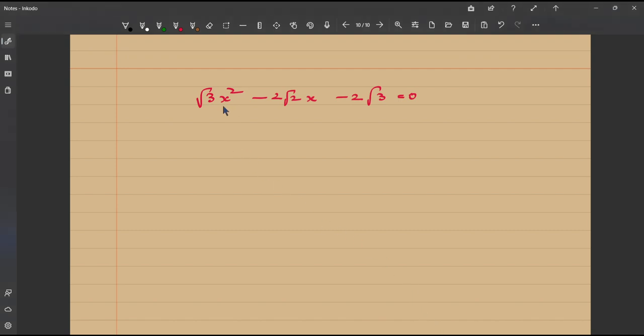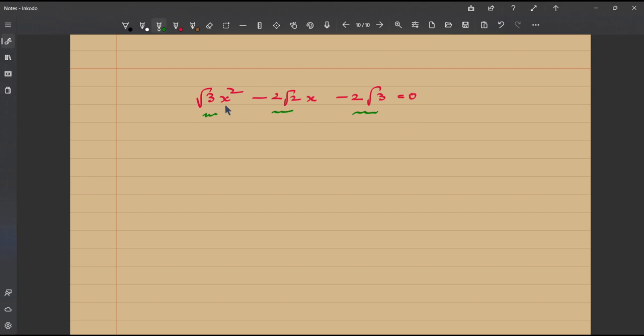Hello children, let us try to solve this quadratic equation: root 3 x squared minus 2 root 2 x minus 2 root 3 is equal to 0. As soon as we look at this quadratic equation, we see that every term has a square root in it. So it looks very difficult, but once we start doing it, we will see how easy it is.